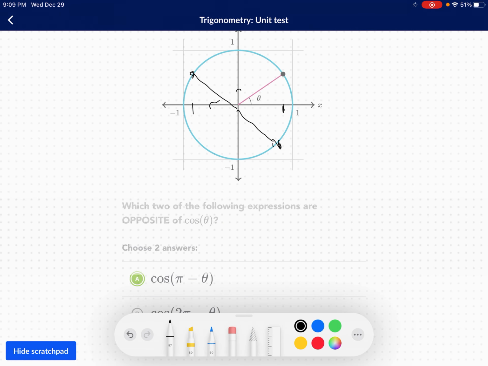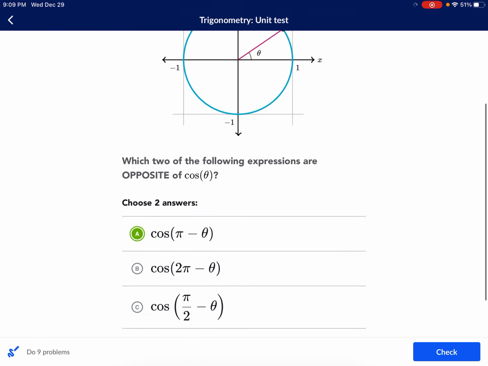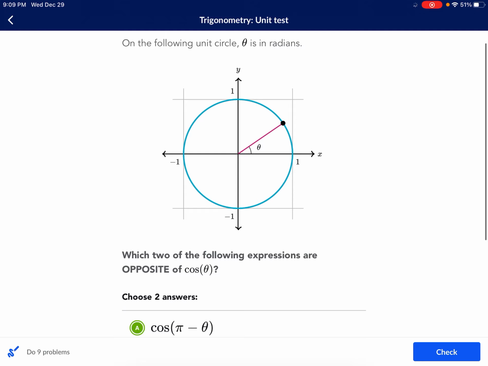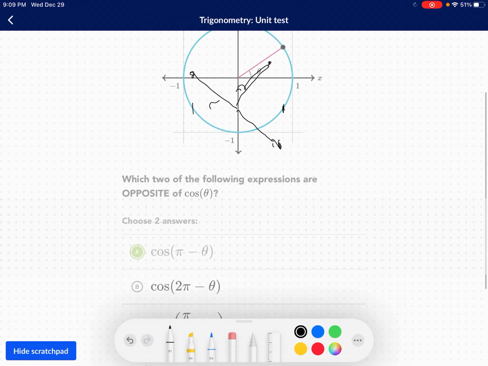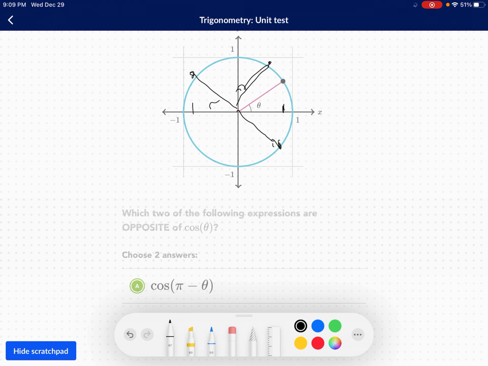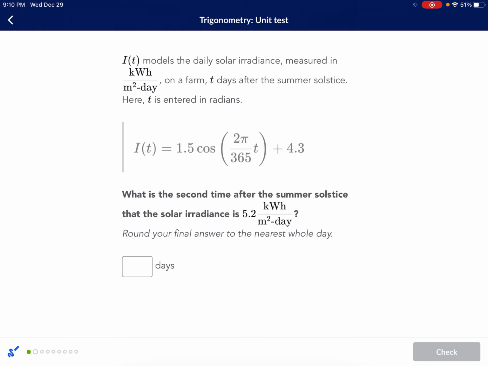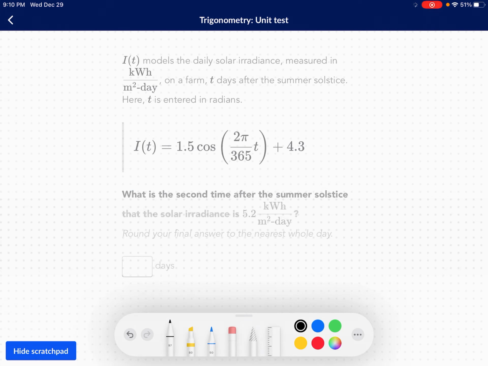Pi over 2 minus theta. That looks like it's here. I don't think it is, but I'll check back. Pi plus theta. That looks like it's here too. Last one looks good. Nice. Okay.